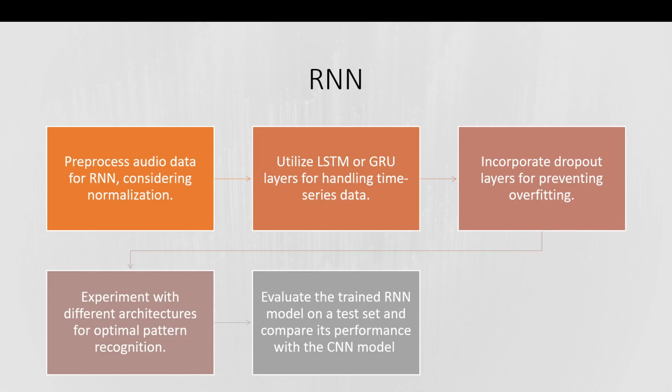Moving on to RNN. We start off in a similar way. We pre-process the audio data and we consider normalization. We will then utilize layers for handling time series data such as LSTM or GRU. Following this, we incorporate dropout layers to prevent overfitting. After this, we can experiment with different architectures for optimal pattern recognition. Lastly, we can evaluate the trained RNN model on the test set and compare its performance with the CNN model.